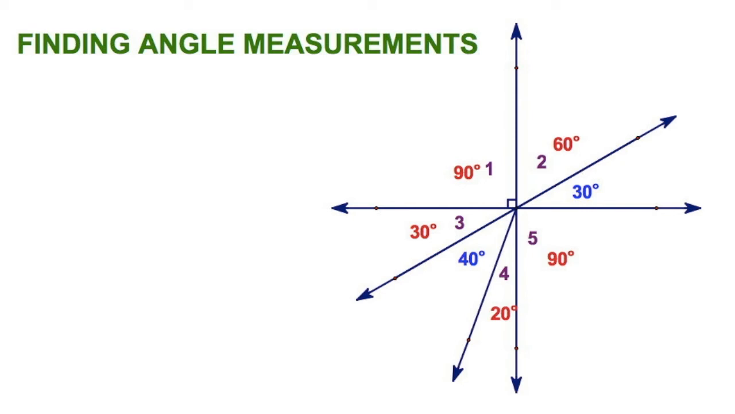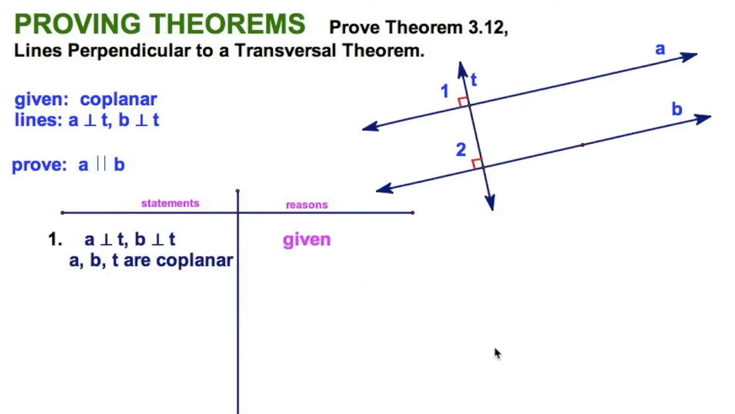All right, one more thing, and it's the proof. You'll like this proof of Theorem 3.12, the lines perpendicular to a transversal theorem. Now, I added that part. This is in your textbook, number 34. They were saying, given that line A is perpendicular to T and B is perpendicular to T. I added the coplanar part, because otherwise I don't think it works. So you've got these two pairs of perpendicular lines, and the 3 lines are coplanar.